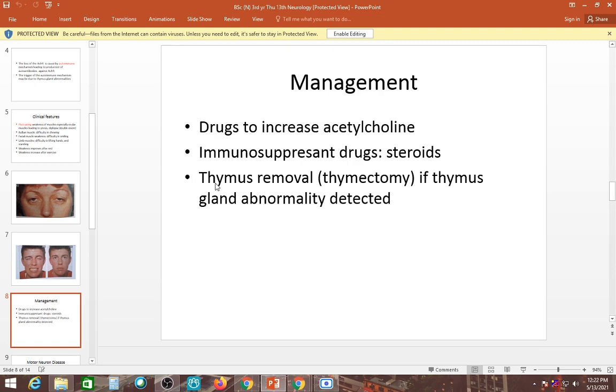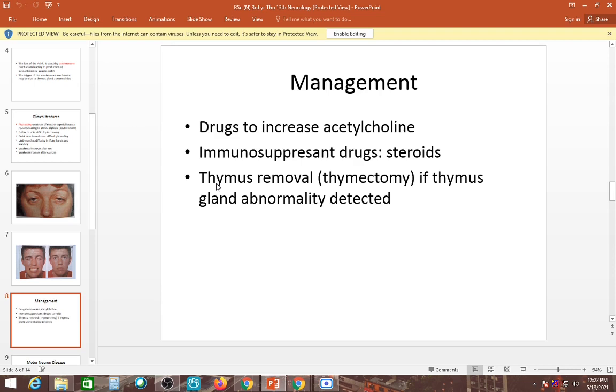Thyroid gland is an endocrine gland. Thymus gland is an immunological gland, right? So not thyroid. Please understand the difference. Thymus gland, not thyroid gland. Thymus gland is having the problem, and thymectomy can be a part of the treatment, not thyroidectomy, thymectomy. Both are different glands. Okay?